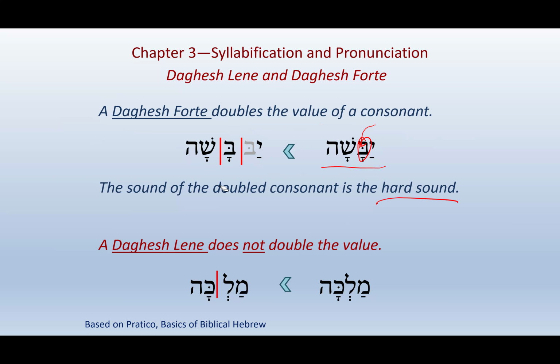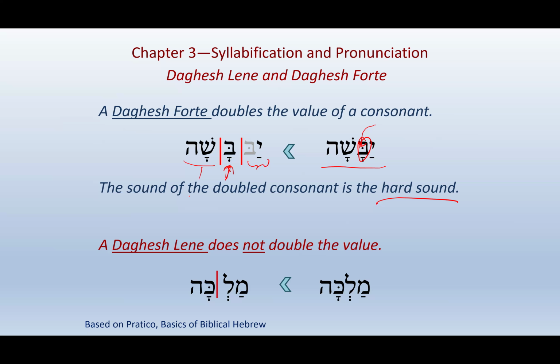But when you say it fast enough, yabashah, you don't necessarily detect that there are two B sounds in there. But when it comes to syllabification, and to be able to pronounce it better and determine whether a syllable is open or closed, this first one would be a closed syllable, the second one is an open syllable, and the last one is also a closed syllable. It helps to know how this works, and that's going to affect how we handle shevas. We'll talk about that towards the end of the lesson today.